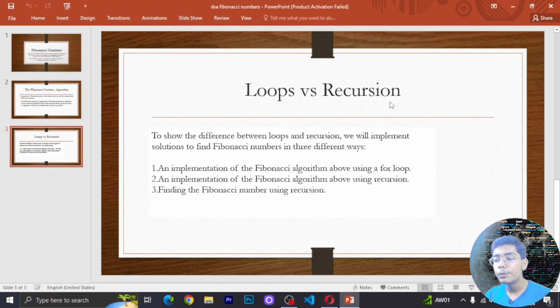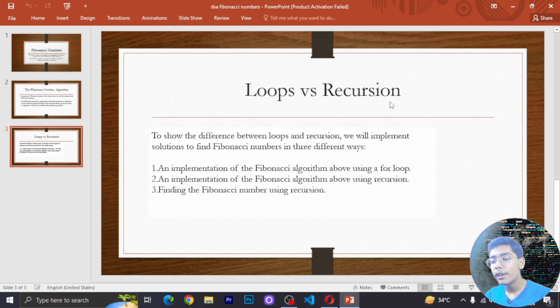To show the difference between loops and recursion, we will implement solutions to find Fibonacci numbers in 3 different ways. I've written 3 different ways from which you can see loops and recursion. The first one is an implementation of the Fibonacci algorithm above using a for loop, meaning if you want an implementation of your Fibonacci algorithm, you can use a loop for that. And if you want the Fibonacci algorithm again but in recursion, you have to use recursion for that, obviously. If we want the same implementation of the Fibonacci algorithm in a loop, we will use a for loop, and for the same implementation in recursion, obviously we have to use recursion.